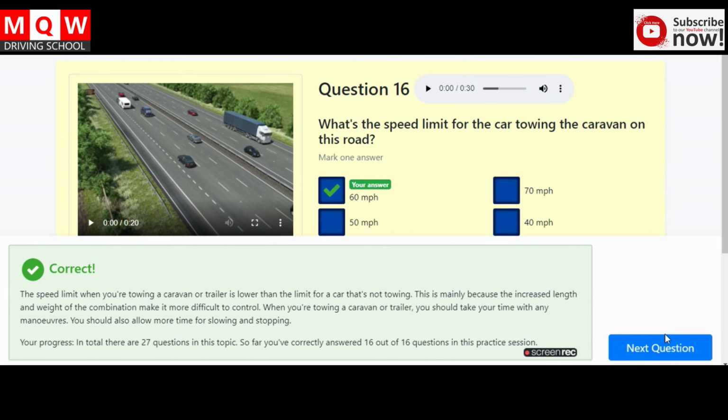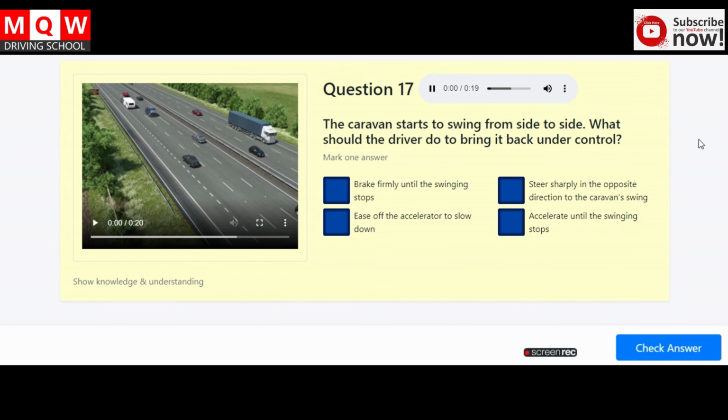Okay, so go to the next one. Listen to your question. The caravan starts to swing from side to side. What should the driver do to bring it back under control? Brake firmly until the swinging stops. Steer sharply in the opposite direction to the caravan's swing. Ease off the accelerator to slow down. Accelerate until the swinging stops.